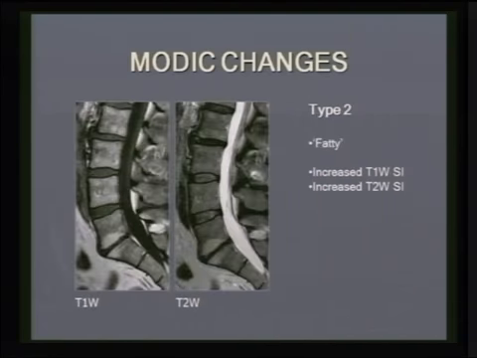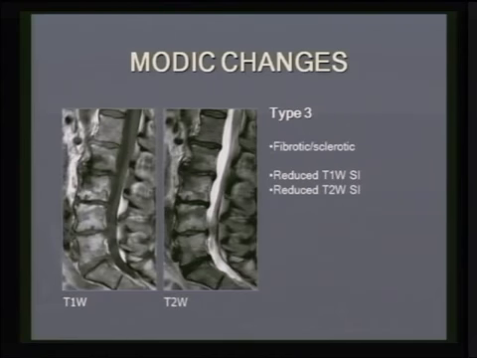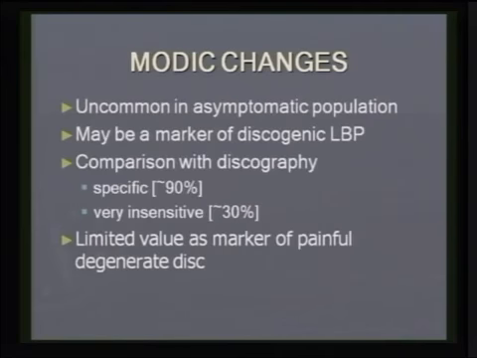The commonest type we see is the fatty change, where there's increased signal adjacent to the degenerate disc on both T1 and T2 weighted images. That suggests a degree of healing. And again, relatively uncommonly, we see the type 3 change, which is reduced signal on both T1 and T2, which corresponds to fibrosis and sclerosis of the marrow adjacent to the disc.